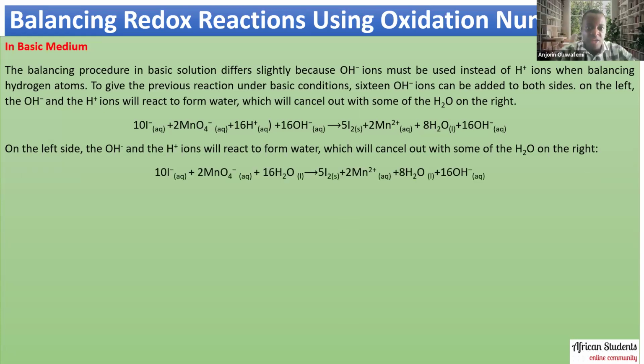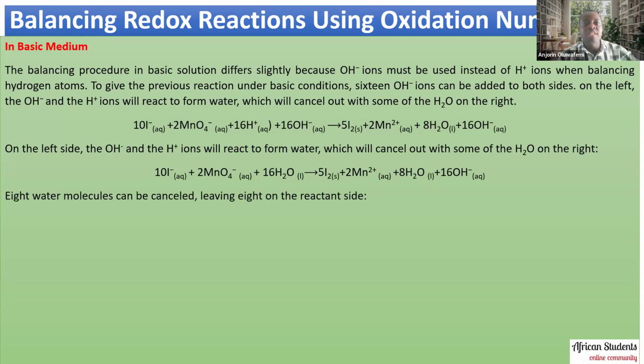So what you end up having will look like this. When 16 hydrogen ions and 16 hydroxide ions combine together, they will form water, most definitely. And when they form water, there will be 16 molecules of water formed. If you look at it vis-a-vis what you have on the right-hand side, which is the product side, you discover that it's still the same thing that you have there. So that is how to know to balance.